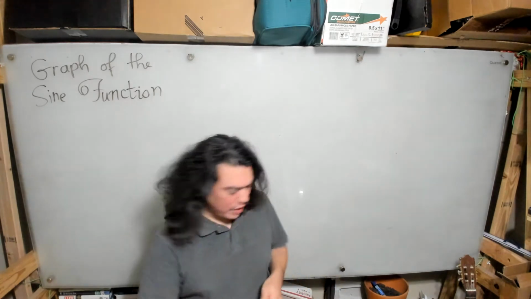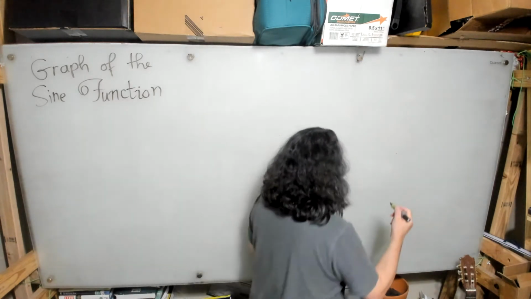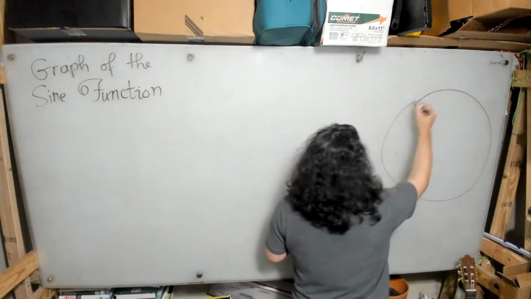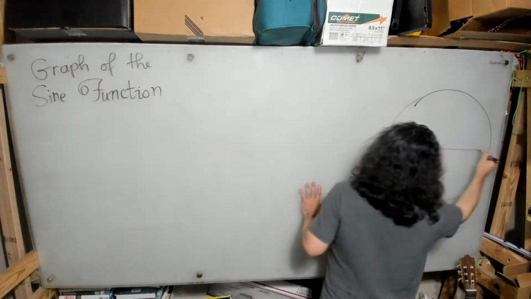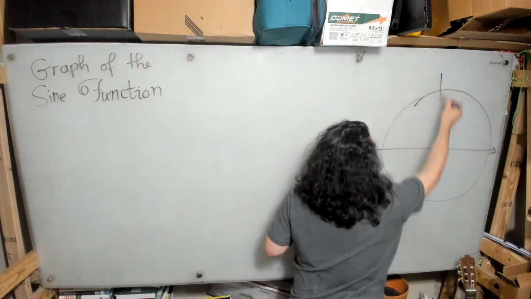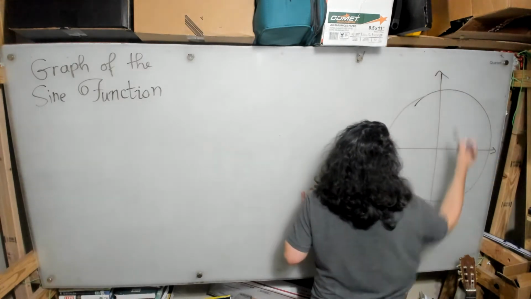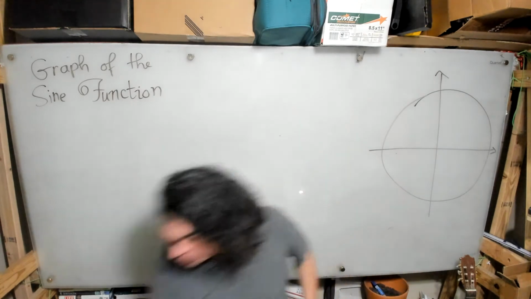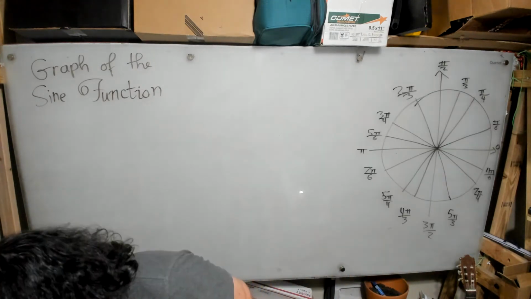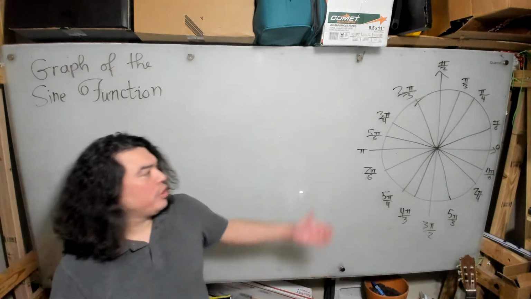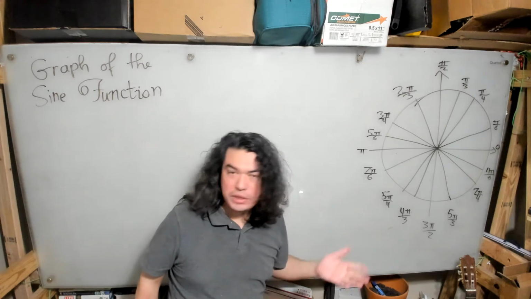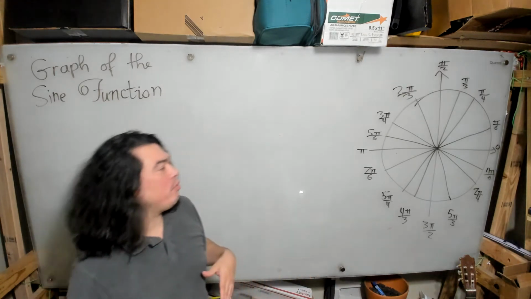So let me first start, for reasons that will become clear later, drawing a unit circle here, like this. Let's say this is the x-axis, and this is the y-axis. And so I'm going to draw in my angles. So here we have the unit circle, and I've labeled the angles here. I paused the video briefly so you didn't have to see me go through all that.